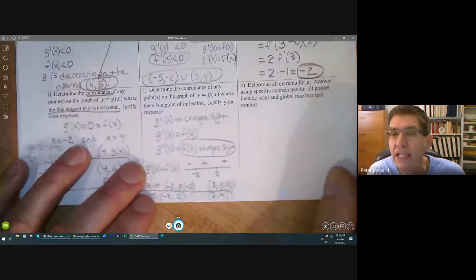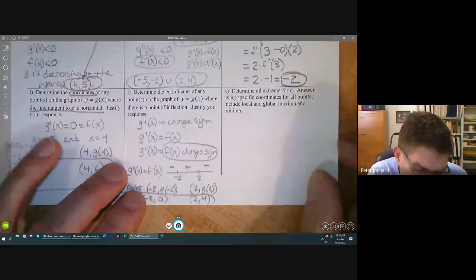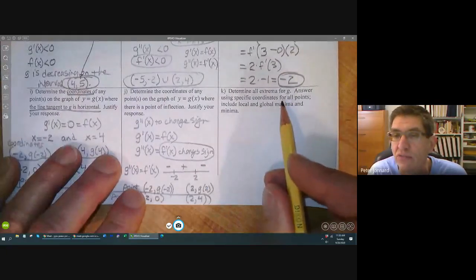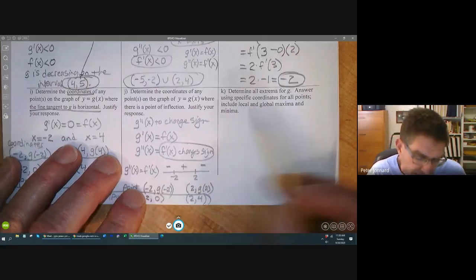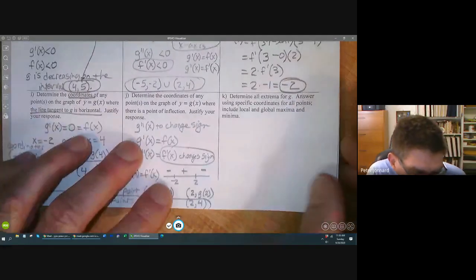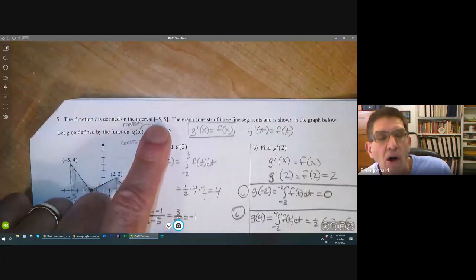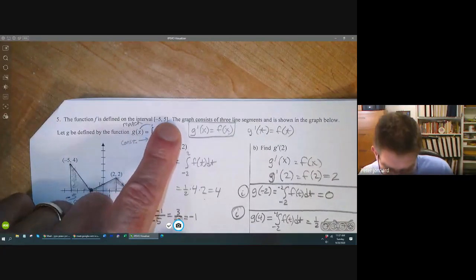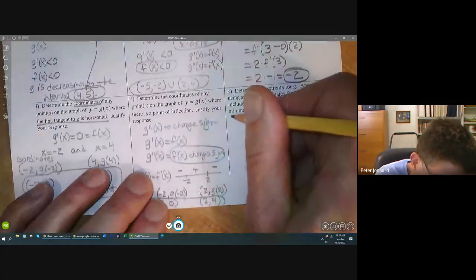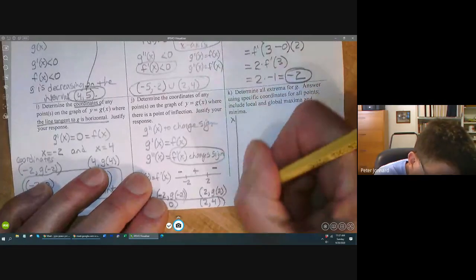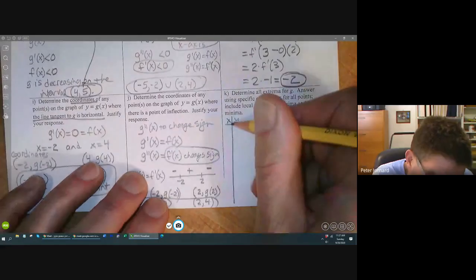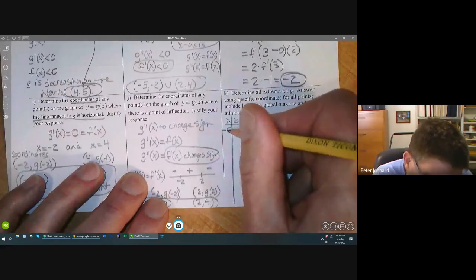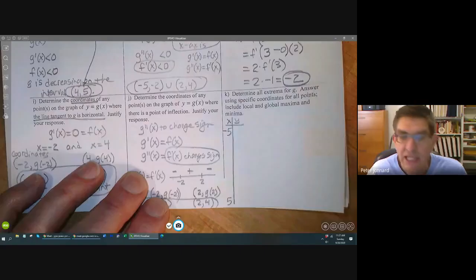All right, and then finally, K asks us for all of the extreme values of G. Answer using specific coordinates for all points, include local and global maxima and minima, okay? So we need to think about this. First of all, the endpoints of this thing are on a closed interval from -5 to 5. So the very first thing you need to do in your work is you need to justify that you're looking at the endpoints, okay? You have to justify that. We have the endpoints at -5 and 5. That's the first step, okay?